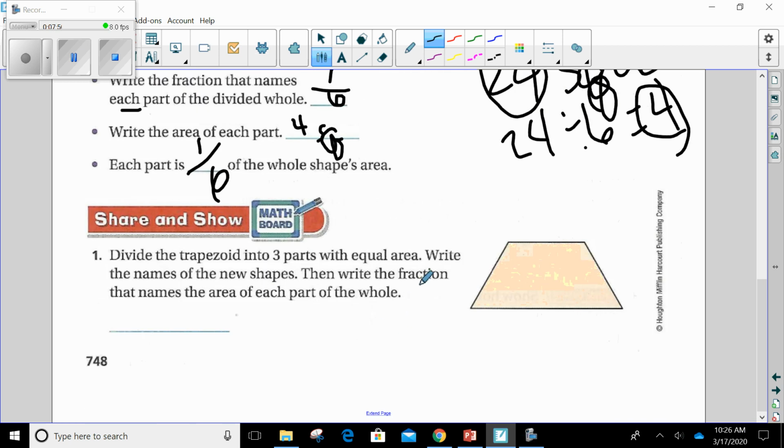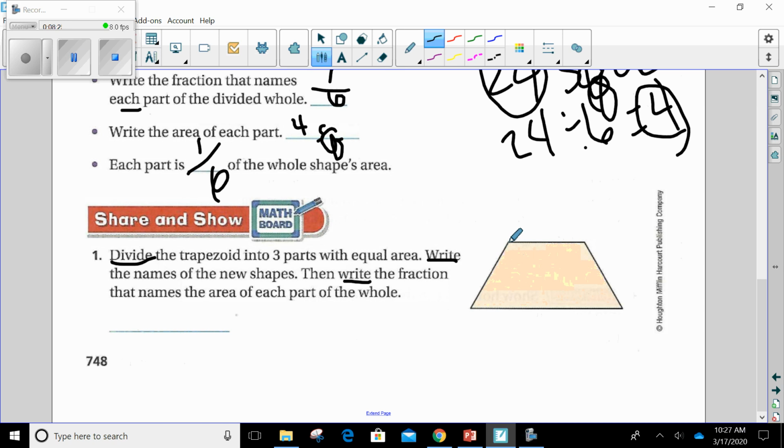Okay, here, divide the trapezoid. Here's our trapezoid because it has at least one set of parallel lines. Divide the trapezoid into 3 equal parts with equal area. Write the names of the new shape. Then write the fraction that names the area of each of the parts. We have to do 3 things. Here's a verb, divide. We have to write. Then we have to write again. So we have to do 3 things for this share and show.